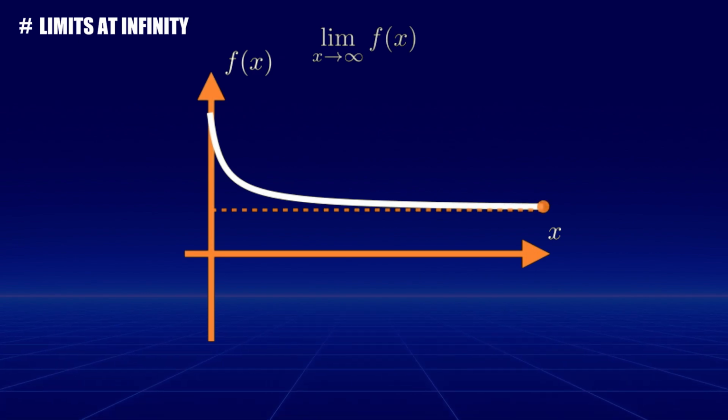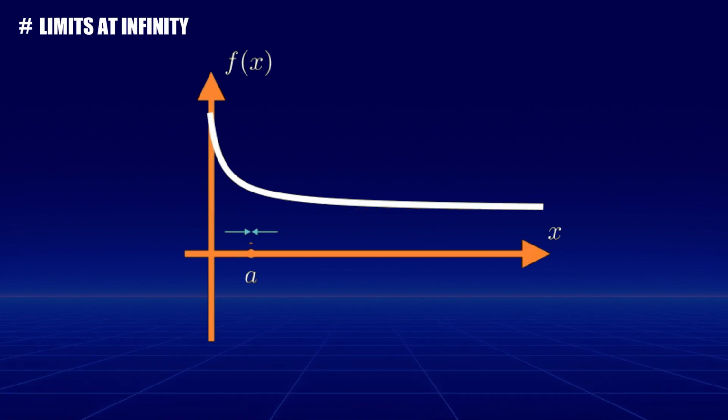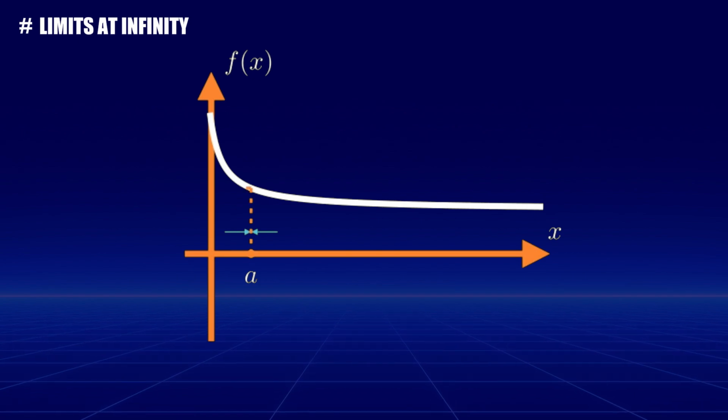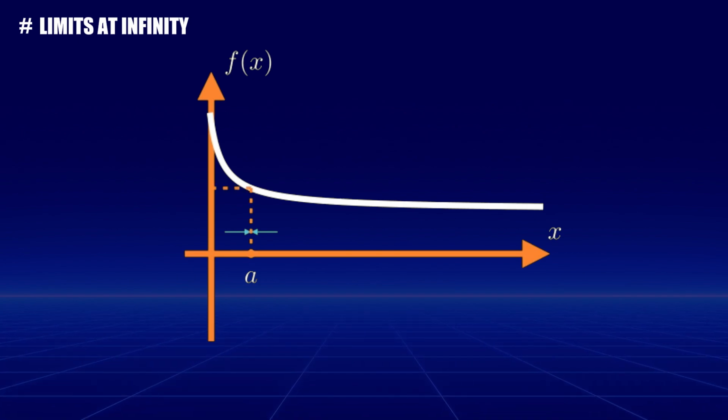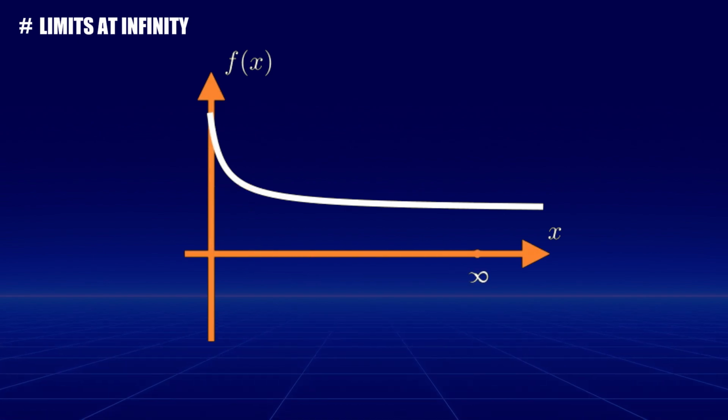A limit describes the value a function approaches as the input approaches a specific point. But what happens if we let x grow very large, positively or negatively? That's where limits at infinity come into play.